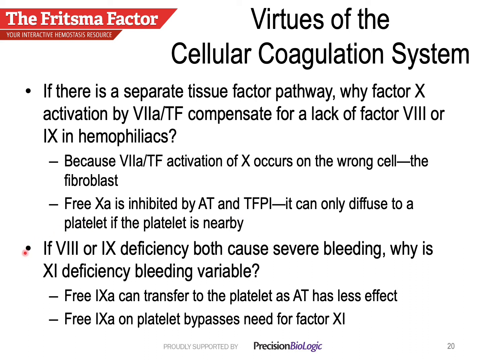If factor 8 or factor 9 deficiency both cause severe bleeding, why is 11 deficiency bleeding variable? It's because free 9 can transfer to the platelet as antithrombin has less effect, and free 9 on the platelet bypasses the need for factor 11. Finally, the cell-based system illustrates the importance of the platelet and how thrombocytopenia or aspirin suppression reduce thrombin production.